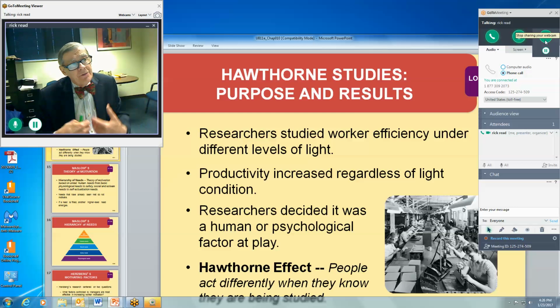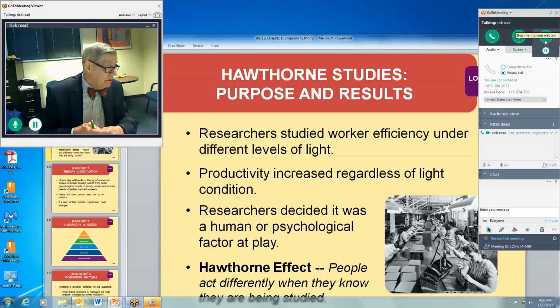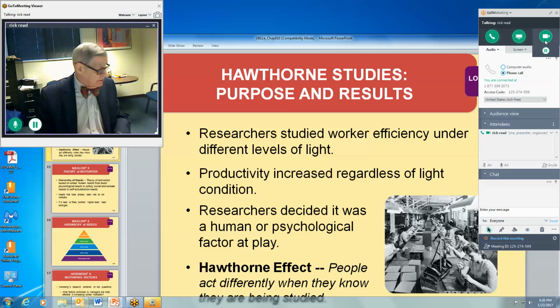Now, there were other things that came in here, other parts of the study that are not mentioned in the text. There was the bank wiring room, and there were a couple of other ones that they had. One was they decided to reduce the work week from 6 days, which was normal in the late 1920s and early 1930s, to 5 days.